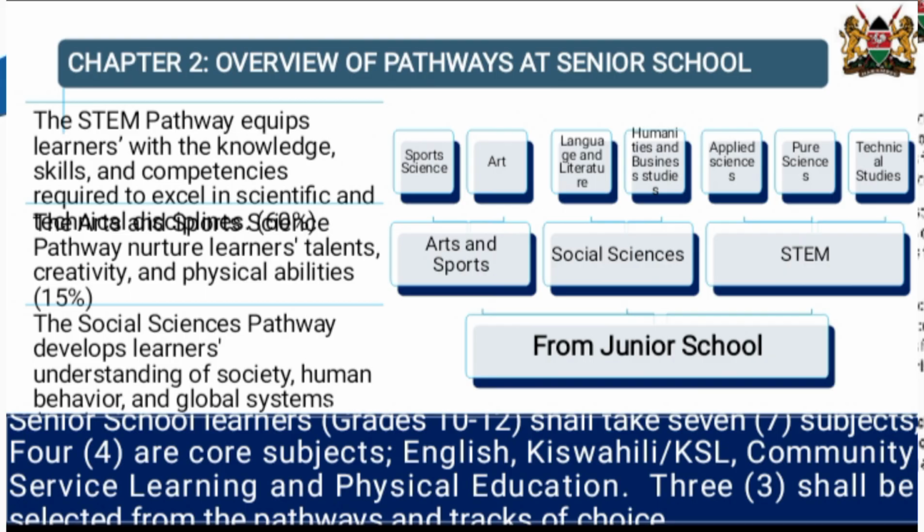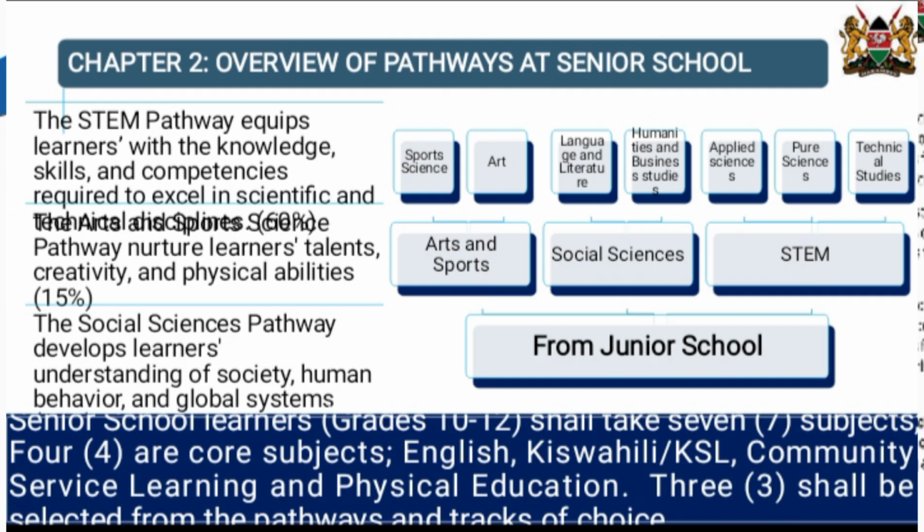Then three shall be selected from the pathways and track of choice. So if a learner chooses STEM, it means that in that area of STEM, the learner will be selecting three learning areas. Then you add to the four core subjects. So to sum up, seven learning areas.